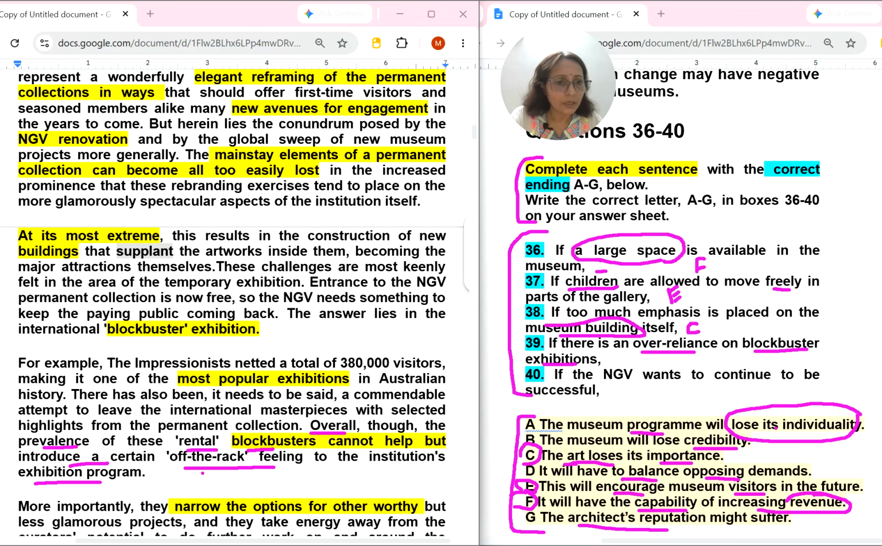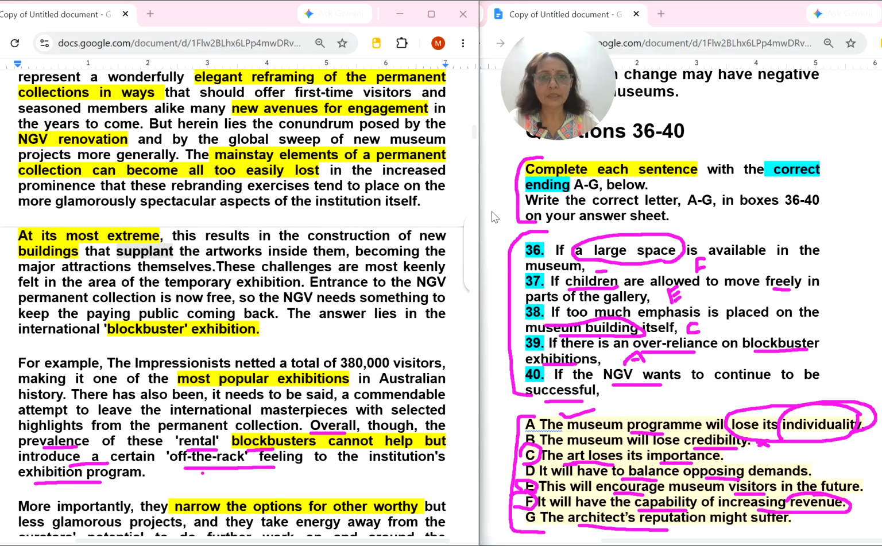So what is the feeling? I think it is lose its individuality. Museum will lose credibility is not there. It is not talking about credibility. I think importance we have selected. Opposing demand is also not there. Visitors in the future, architect's reputation is also not talked about. So we will select the letter for 39. Now coming to 40: if the NGV wants to continue to be successful.